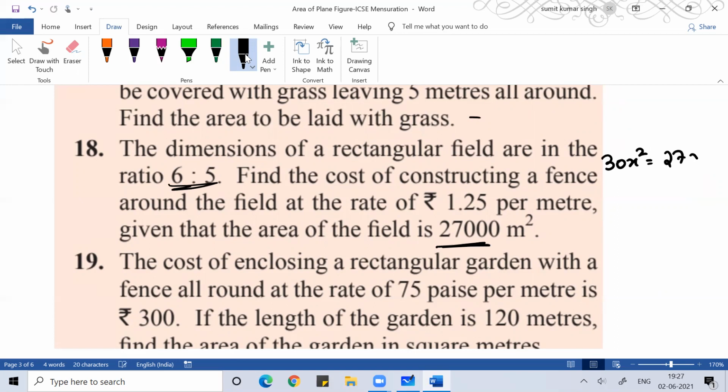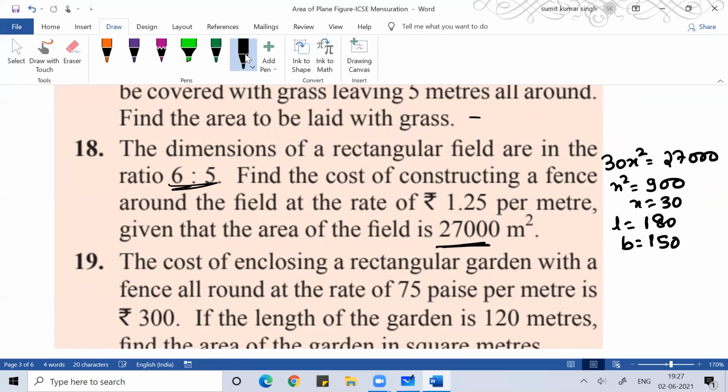30 x square is equal to 27000, so x square is 900, so x will be 30. So length is equal to 180, and breadth is equal to 150.